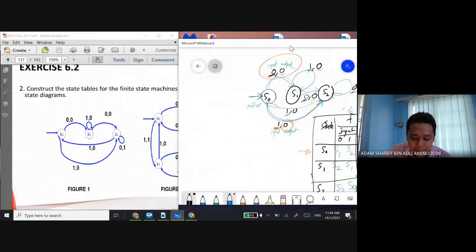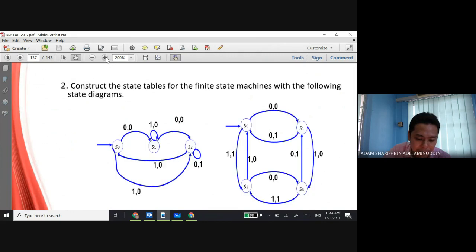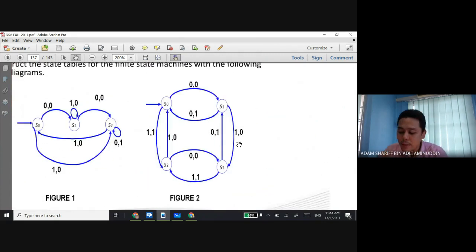Okay, cuba ambil masa sekejap untuk kamu buat soalan yang ni. Nanti saya tunjuk jawapan dia. Saya besarkan. Selalu korang tak nampak kan. Okay, cuba buat figure 2 kejap. Dalam kamu punya finite state table, you must have the list of states, the function of F, input, and the function of G, input, but the transition to output. Okay, cuba ambil masa sekejap.